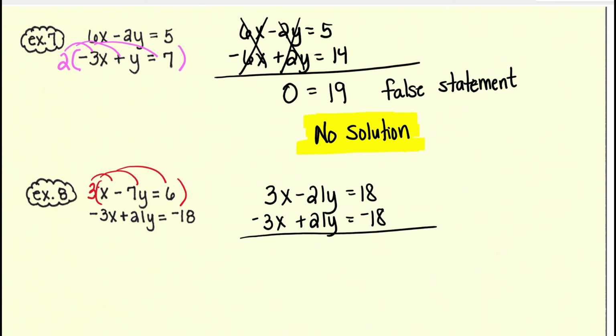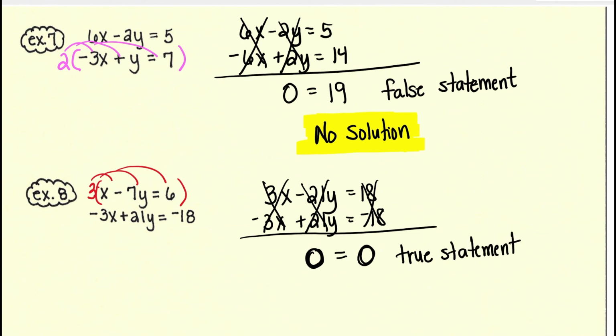So I tried to eliminate the x's, which I was successful, but again, the y's eliminated as well. So I have nothing left over there. But in this particular special case, these guys also eliminated. So I have 0 equals 0. That is a true statement.